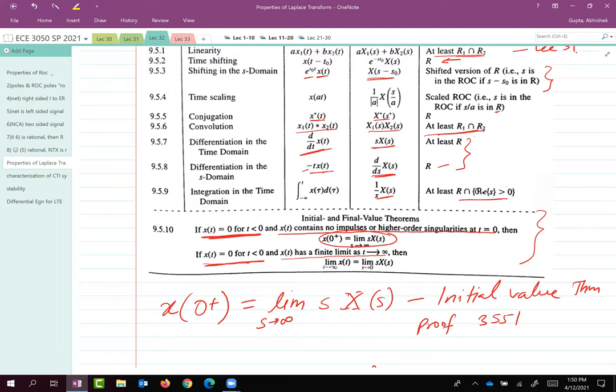Additionally, we talked about initial and final value theorems. These are the two theorems that are applicable in the Laplace domain, and they require some hypothesis. Under some hypothesis, you can look at the Laplace transform of a signal and figure out what the initial value of that signal is at time zero plus, and what the final value of the signal is, which is at time t goes to infinity. And we looked at some examples of applications of initial and final value theorems to the Laplace transform of certain signals.